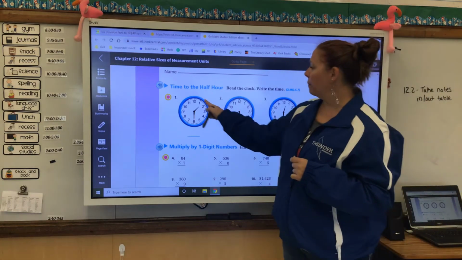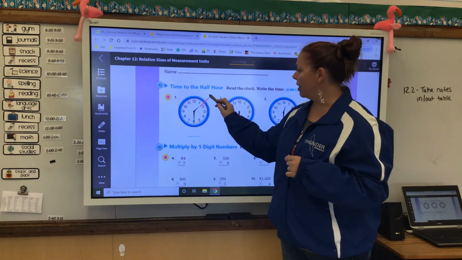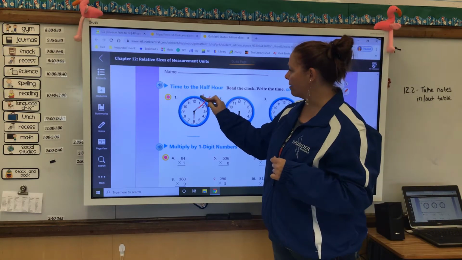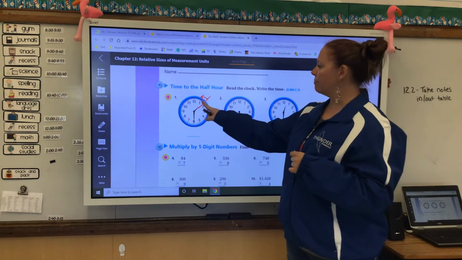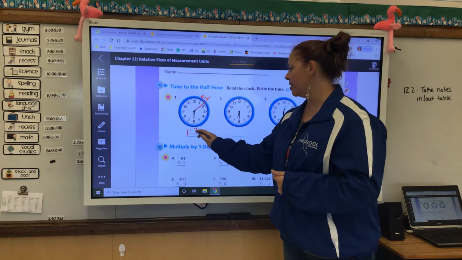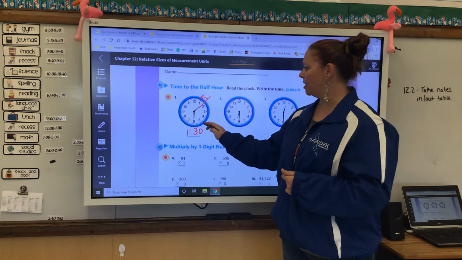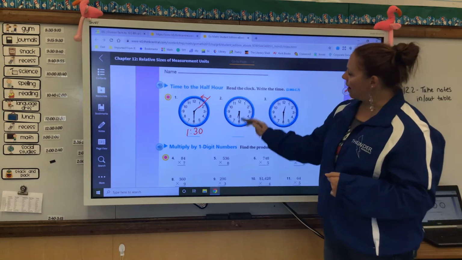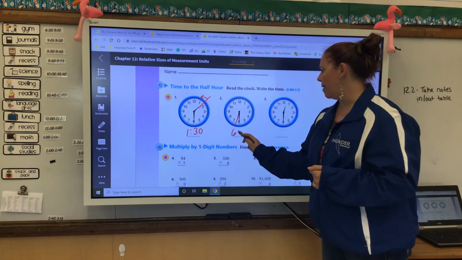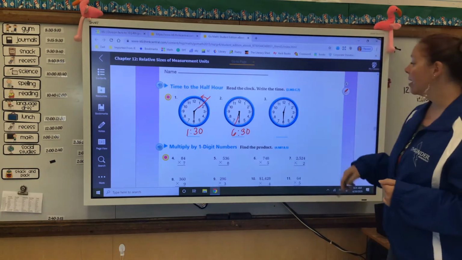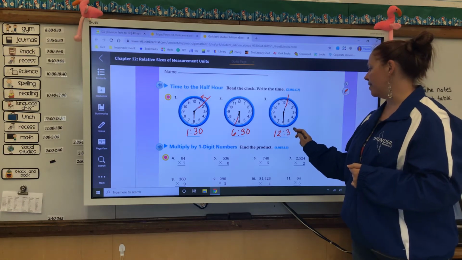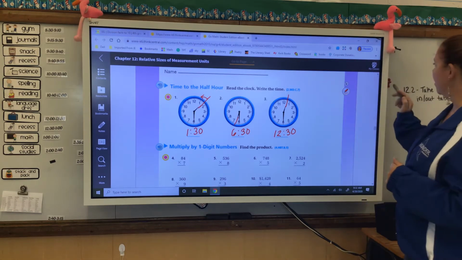Okay, so for number one, we talked about how when the hour hand is in between two numbers, you fall back. Okay, so this hour hand is in between the 1 and the 2. We fall back to 1, and the 6 means 30 minutes. 5, 10, 15, 20, 25, 30 minutes. All right, number 2, we can see that the hour hand is in between two numbers. So we fall back and find that it is 6:30. And number 3, we fall back and it is 12:30. Okay, just a little review for you there.